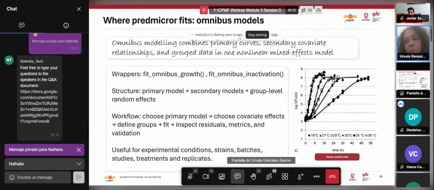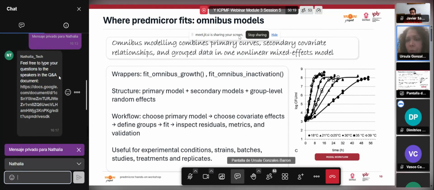And the omnibus modeling, here the omnibus models, this is actually a way of deciding how you want to fit your curves. The curves can be fitted individually, temperature by temperature or condition by condition, or you can opt for fitting your model as a whole. So you also have this possibility. And for this, you'll use the wrappers fit_omnibus_growth or fit_omnibus_inactivation.